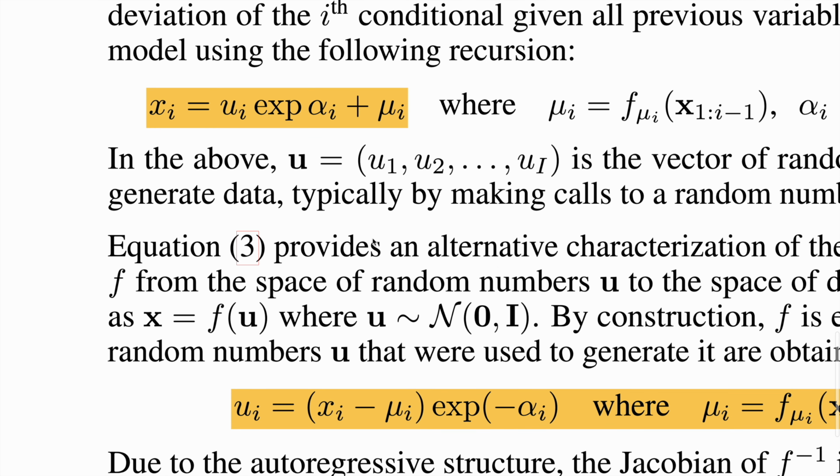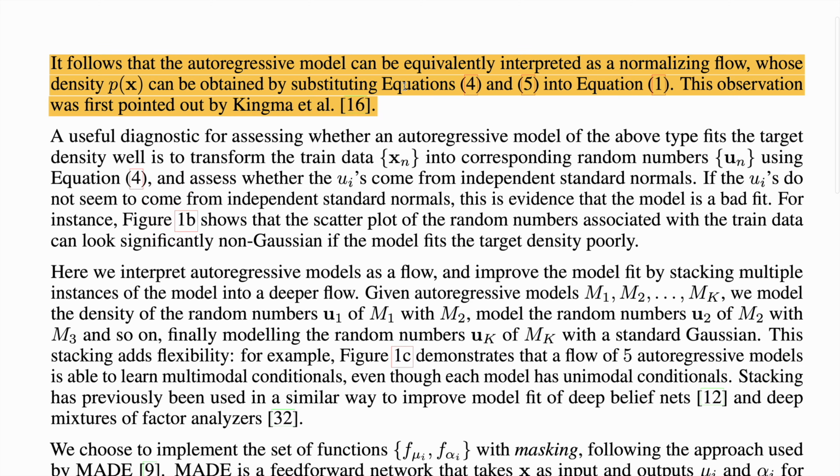Okay, so that was already mentioned in another paper. But an autoregressive model can be interpreted as a normalizing flow, again, because by construction, you can compute the Jacobian easily.